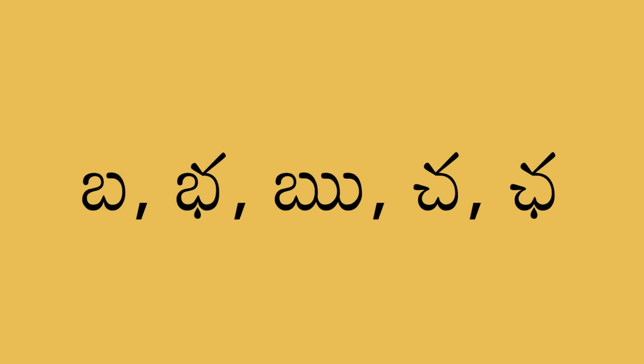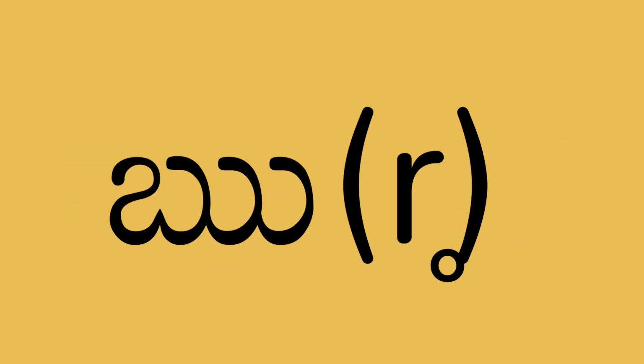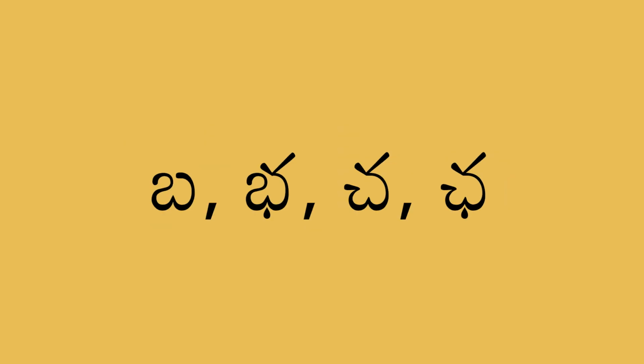Now we continue with group 10 letters. This group consists of 5 letters: Ba, Bha, Ru, Cha, Cha. Out of these, 4 represent consonants and 1 is a unique vowel grapheme. Together, they illustrate fundamental aspects of the Telugu sound system: voicing, aspiration, and place of articulation.